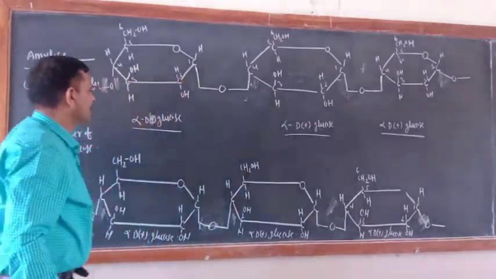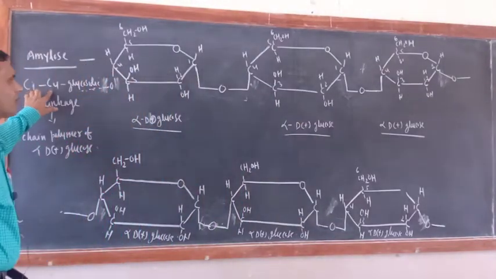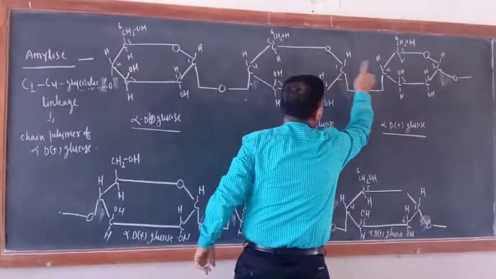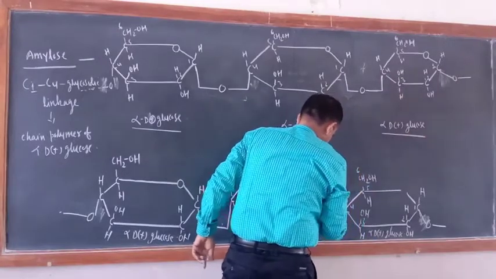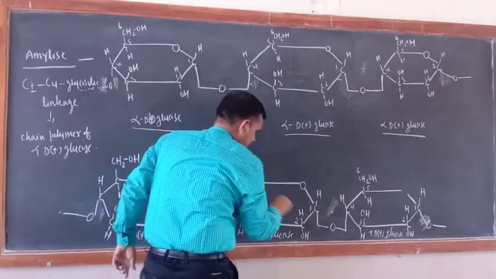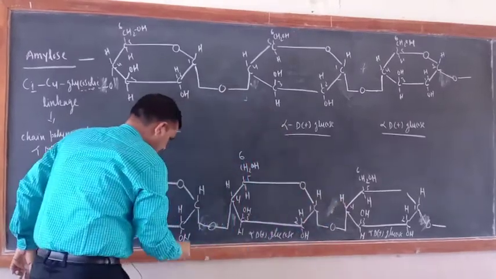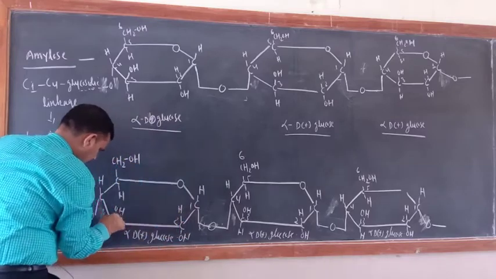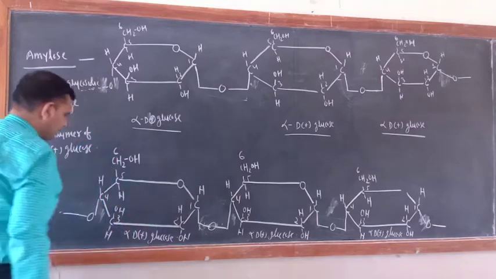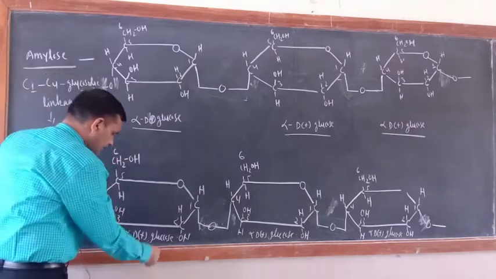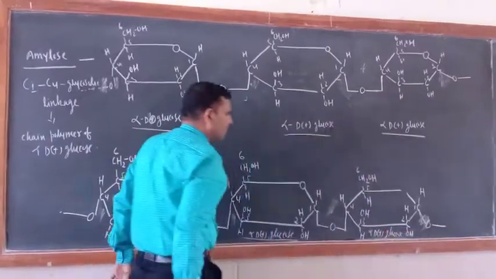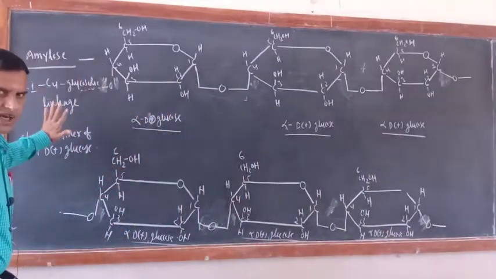Just you can check. So this is C1 C4. Just see. C1 of this one, C4 of this one. C1 C4. Here also C1, 1 2 3 4 5 6. C1 C4. Here also 1 2 3 4 5 6. Okay. So this is C1 C4. No problem at all. Alpha D positive glucose. Alpha D positive glucose. Here also alpha D positive glucose. Okay. No problem. This is amylose.